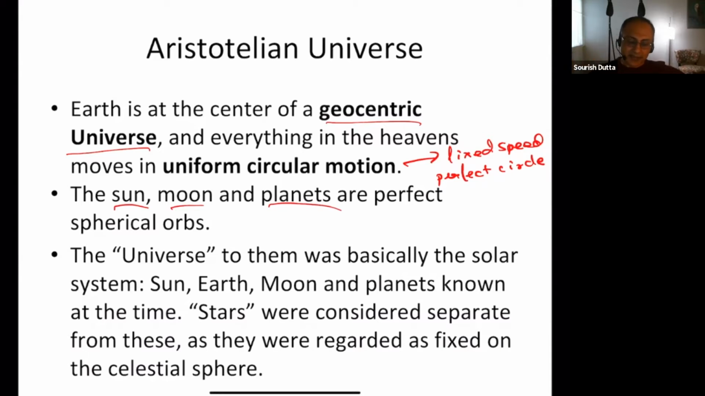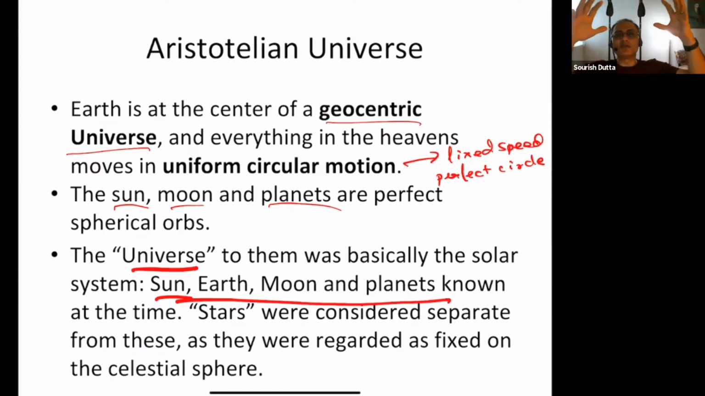Okay, now at the time of Aristotle, what people meant by the universe was basically the solar system, the sun and the earth and the moon and the planets. So that is really what they cared about. They were not too concerned with the stars because they believed that the stars are separate. So we talked about the celestial sphere in the last chapter. The celestial sphere is when you look up at the sky, you can imagine that all the stars and constellations are painted on this surface, on this dome, on this sphere which surrounds the Earth. And so that imaginary sphere is called the celestial sphere.